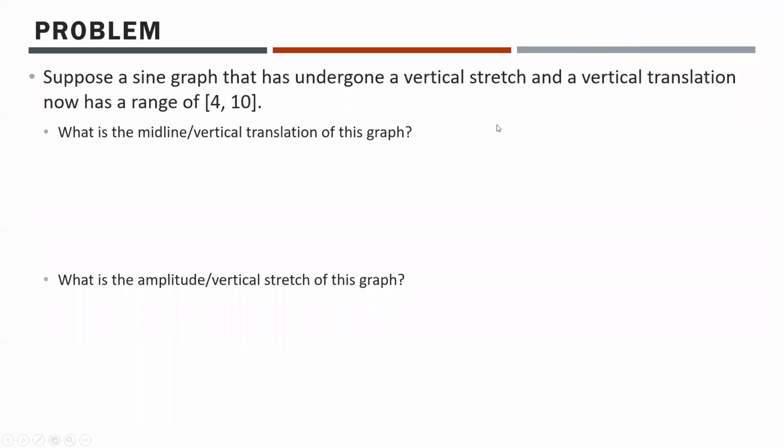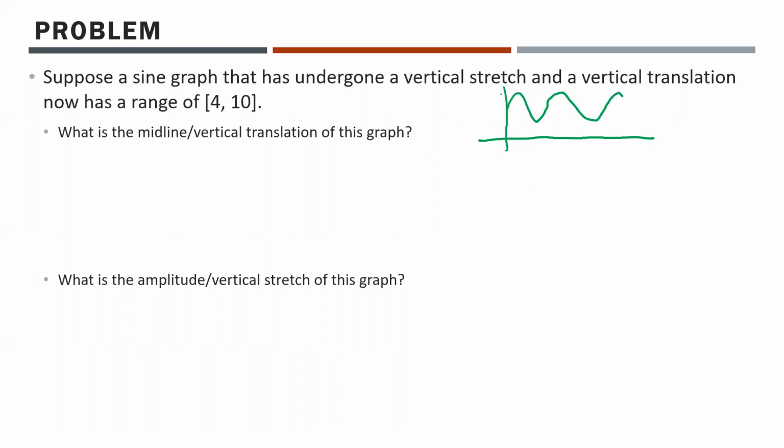All right, so we've only got a couple minutes left, and then I'll hold true to my word here. Suppose a sine graph that has undergone a vertical stretch and a vertical translation now has a range of 4 to 10. When we're looking for a midline and amplitude, drawing a picture on this, even if it's just an extremely rough sketch, can go a long way. Our minimum is 4, our maximum is 10. It's a sine graph that's only undergone a vertical stretch and a vertical translation, so nothing horizontal, so we know it started at the midline going up. It's going to look something like this.